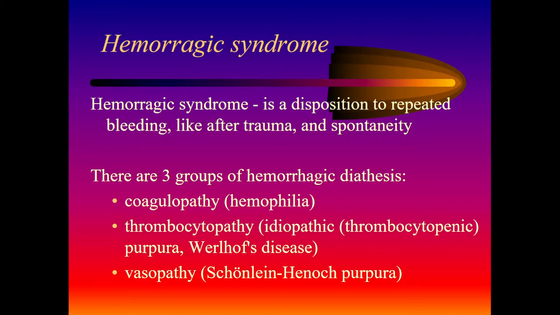There are three groups of hemorrhagic diathesis: coagulopathy, hemophilia; thrombocytopathy, which is idiopathic thrombocytopenic purpura or Werlhof disease; and vasopathy, Schönlein-Henoch purpura. These are the three groups of hemorrhagic diatheses.